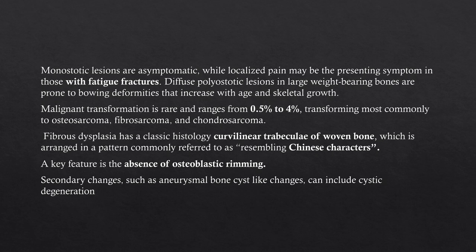It has a classic histological pattern with curvilinear trabeculae, and it resembles Chinese letters. The key feature is the absence of osteoblastic rimming surrounding these characters, which is present in ossifying fibroma. So Paget's disease, fibrous dysplasia, and ossifying fibroma are very similar lesions, where fibrous dysplasia remains the referee between the two other lesions, that is Paget's disease and ossifying fibroma, as it has common features from both. The secondary changes such as aneurysmal bone cysts can occur from fibrous dysplasia.